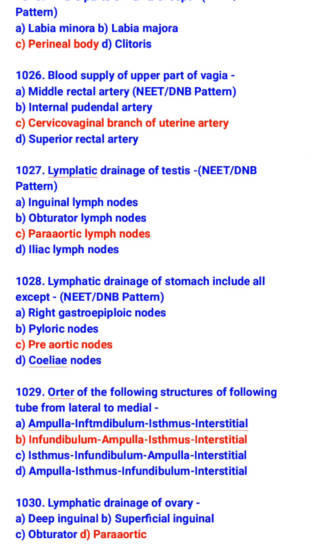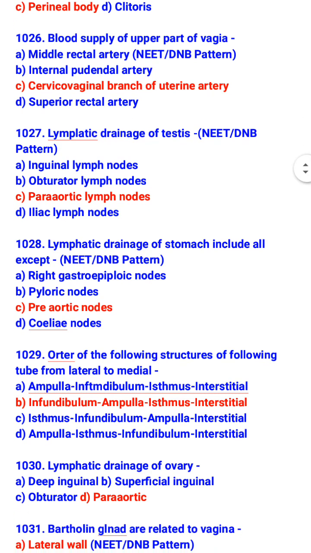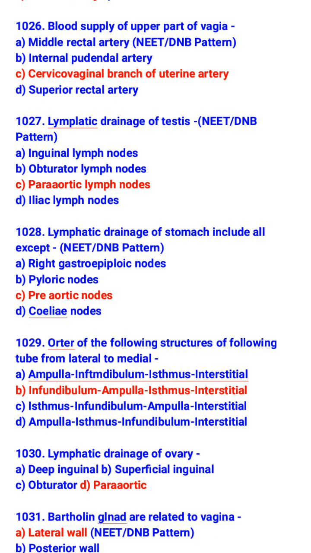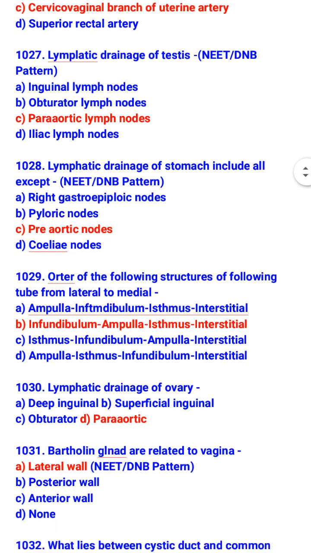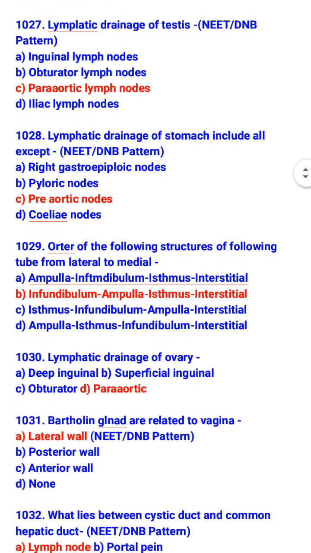Lymphatic drainage of stomach includes all except pre-aortic node. So the lymphatic drainage of stomach includes right gastroepiploic node, pyloric node and celiac node. Order of the following structures of fallopian tube from lateral to medial: infundibulum, ampulla, isthmus and interstitial.